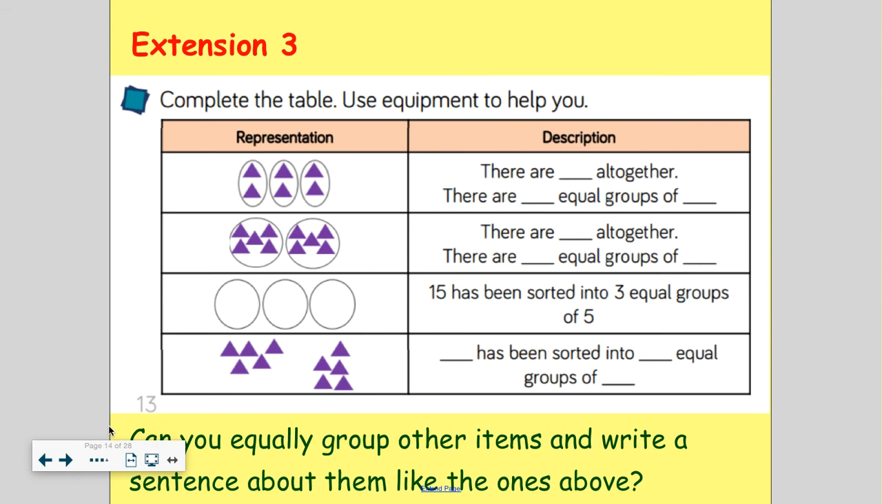And for your last extension challenge, could you have a go at the problems at completing the table? There are how many things altogether? There are how many equal groups of how many? So here I can see there are 2, 4, 6 altogether. There are 1, 2, 3 equal groups of 2. Can you have a go at completing the table for the rest of the missing parts?